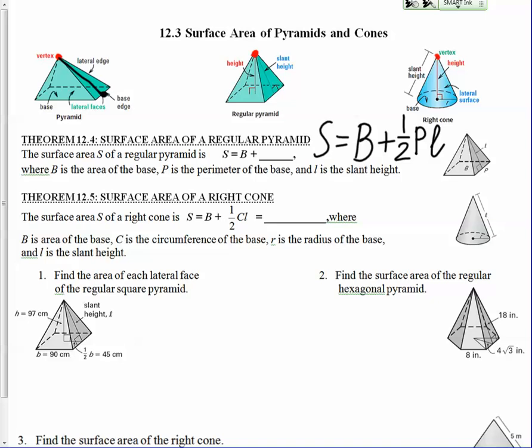Surface area of the right cone starts the same. There is only one base, here it is, and then you multiply 1/2 times circumference times the slant height. So in that case, let's change it to the pi's and the r's. Surface area is going to be pi r squared, that's the area of the base, plus 2 pi r, the circumference, divided by 2 will give me just pi r times L.